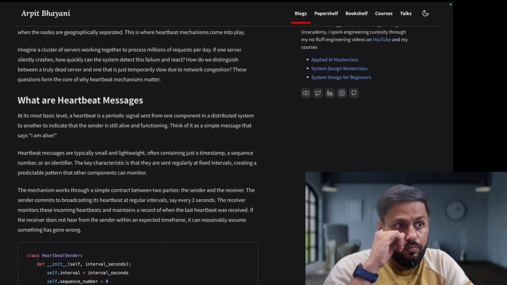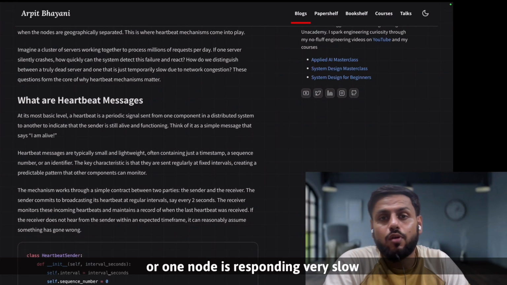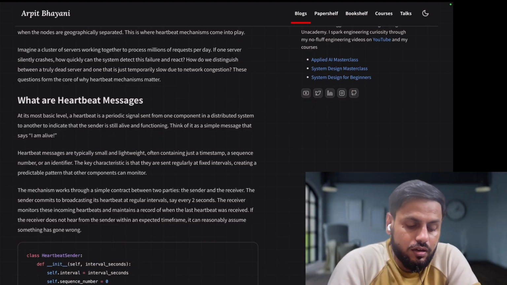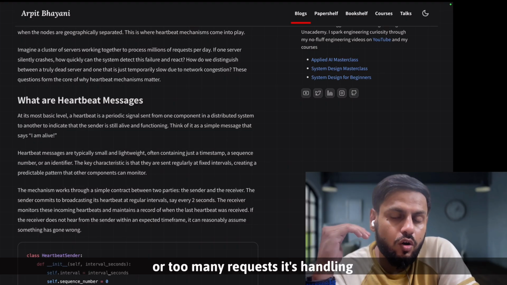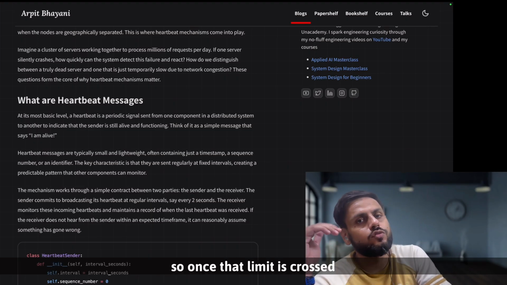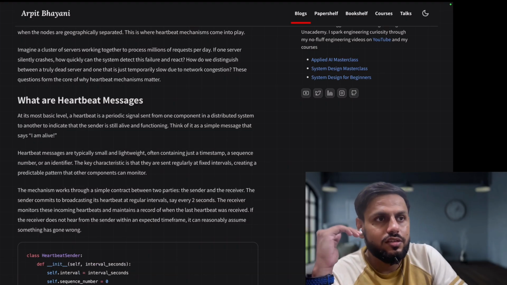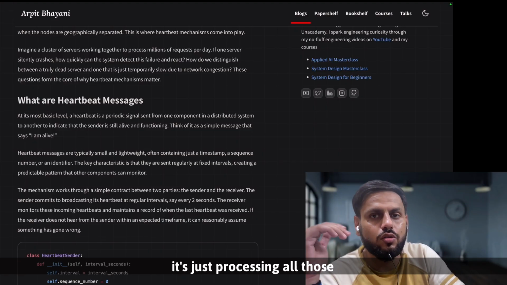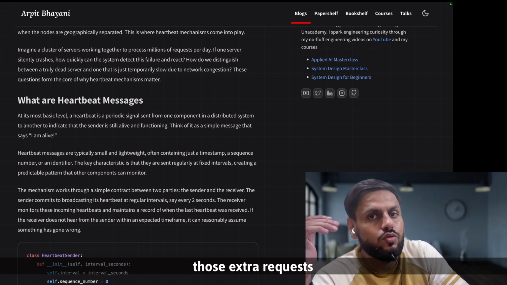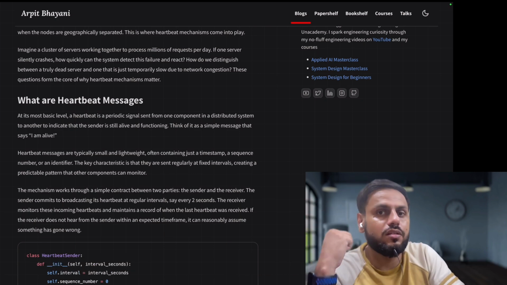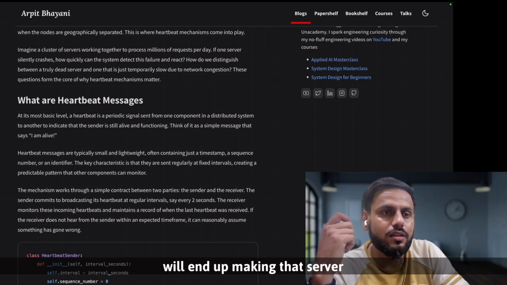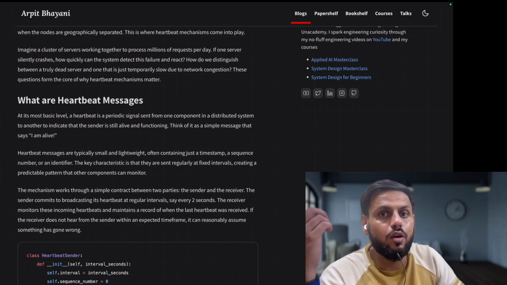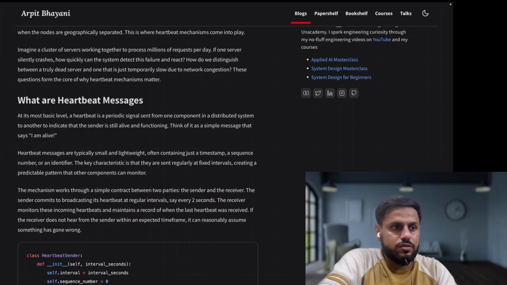So maybe a node is responding very slowly, so it seems down but only temporarily. Network congestion means that it is handling too many connections or too many requests. Once that limit is crossed, the system seems to be down, but it's just busy processing those extra requests, and that congestion ends up making the server not respond, because it is already under load handling so many requests.